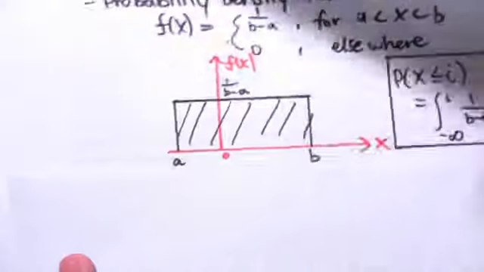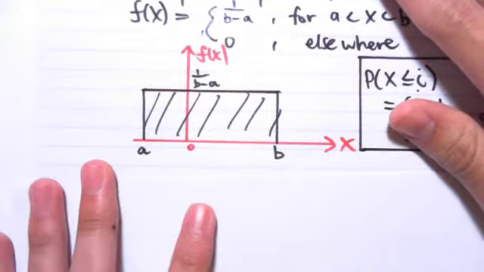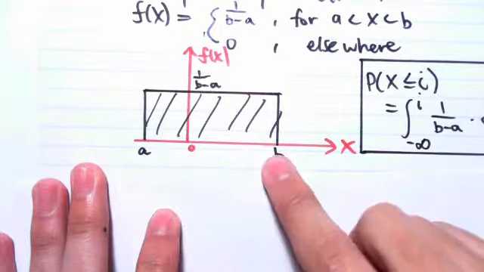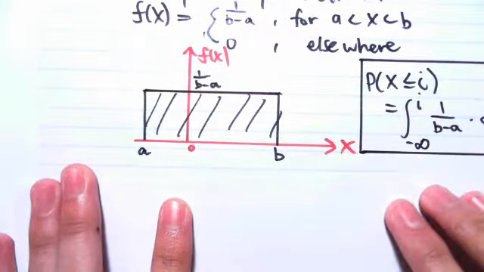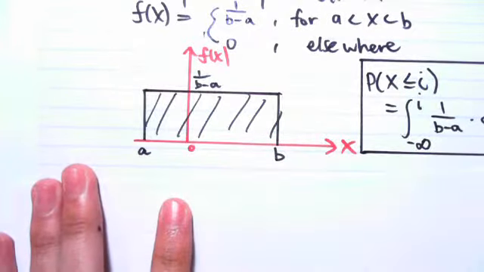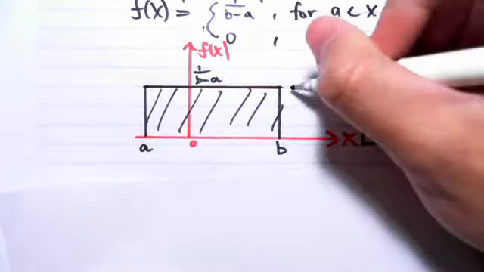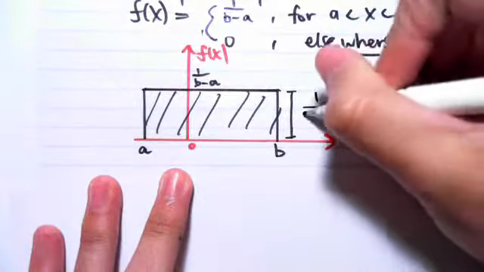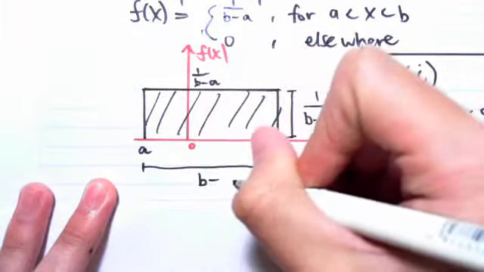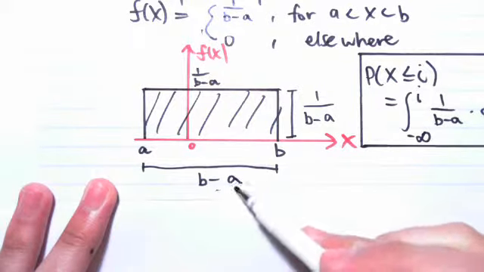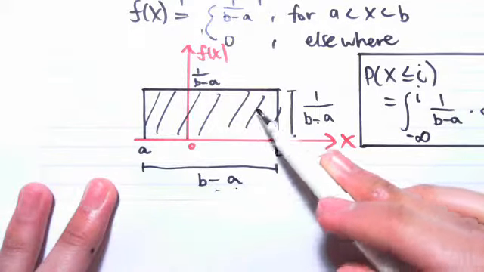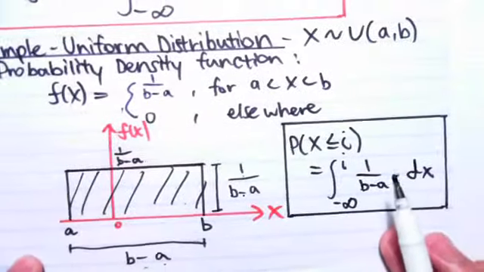If we sketch that out, it becomes this. We have a line at 1 over b minus a between the range of a and b, and the rest of it is just 0. You can clearly see here that the total area under the box is equal to 1. The height here is 1 over b minus a, and this length here is b minus a. So the total area is b minus a times 1 over b minus a, and that's equal to 1. So the total area under f(x) is equal to 1, therefore our f(x) is a probability density function.